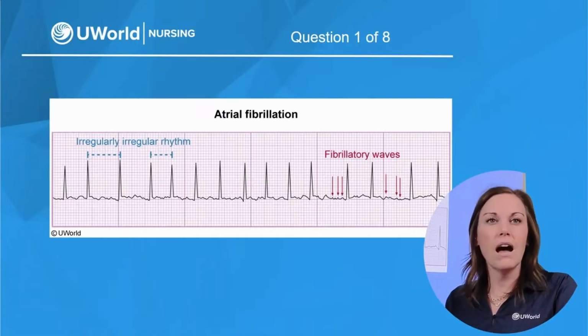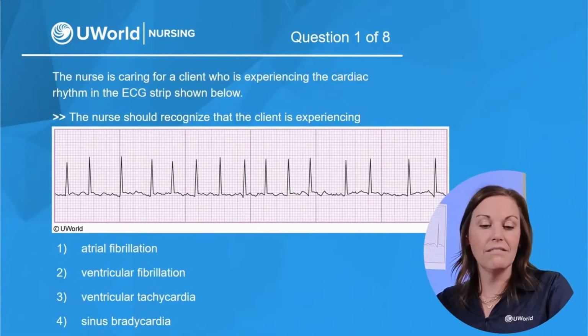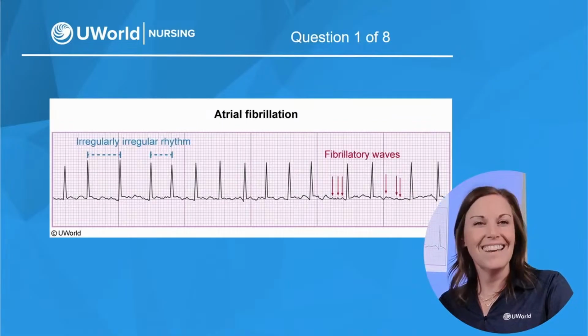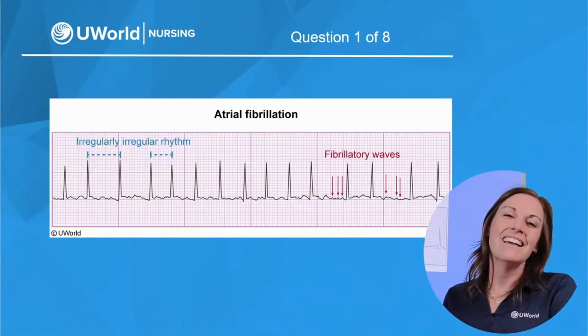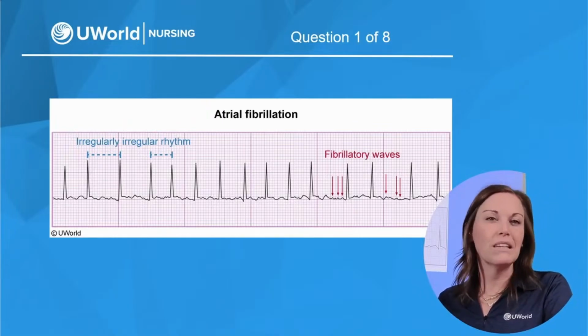All right, so our correct answer is option 1, atrial fibrillation. I don't have the number on here, so I was trying to remember where it was in the countdown. But again, option 1, atrial fibrillation.